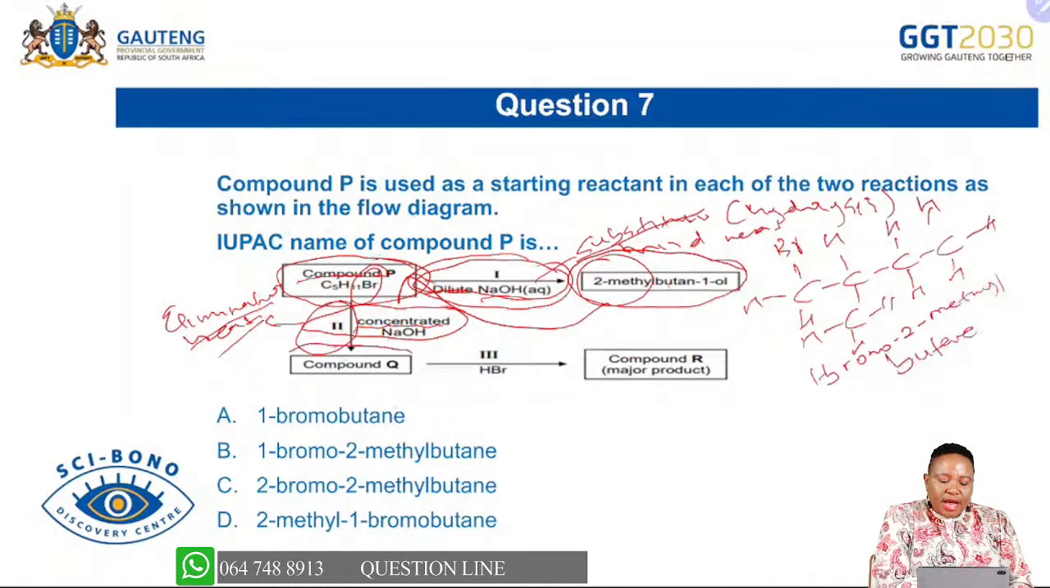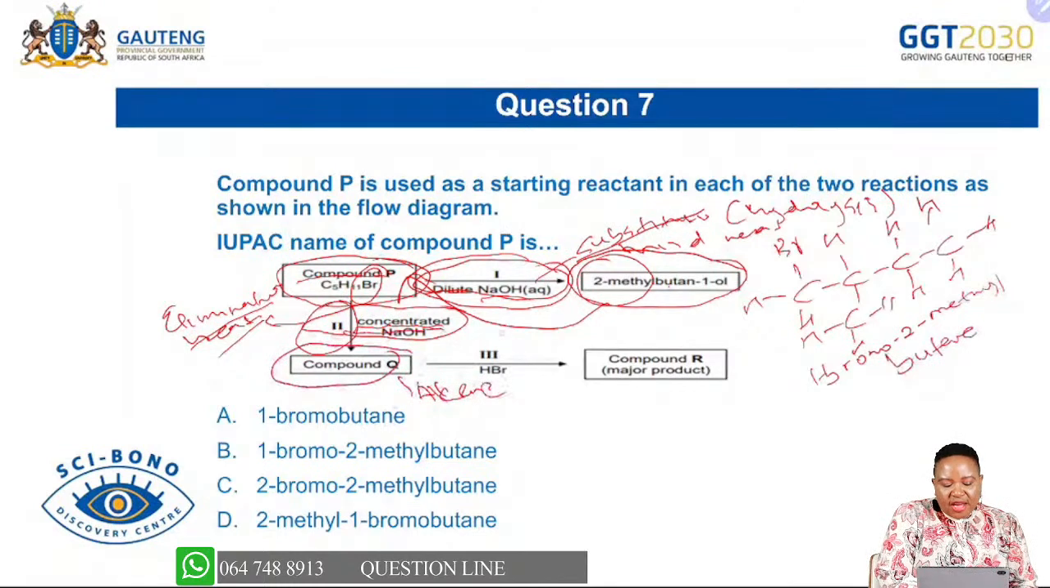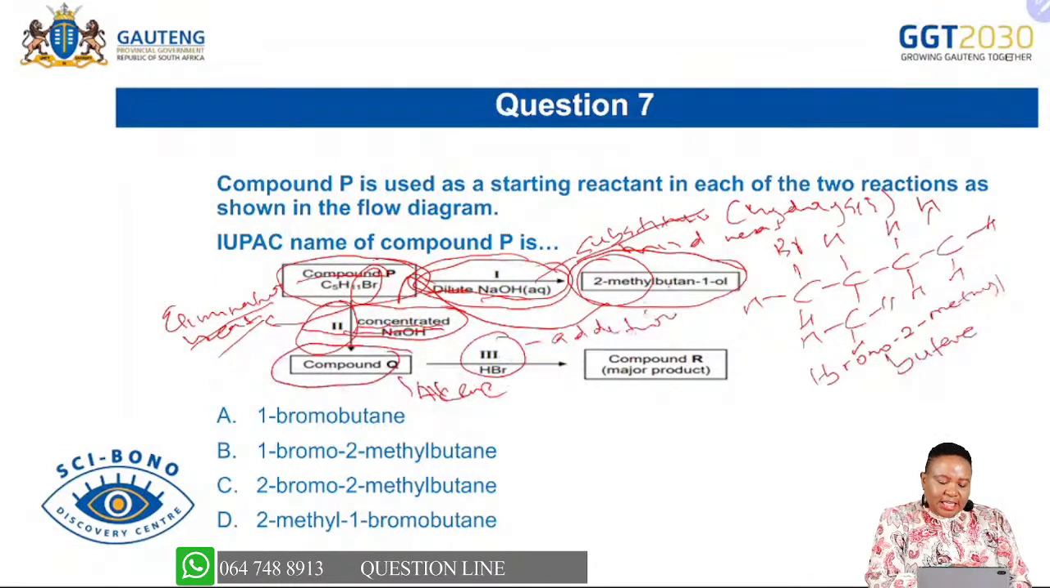And also here you will expect an alkene, of course, because this is elimination because of the condition. And then because here we have an alkene, you will expect an addition reaction, because all alkenes will undergo addition reaction. So they say IUPAC name of compound P. Already we know that from the compound that is our alcohol, our compound P is 1-bromo-2-methylbutane. So the correct answer is going to be B.